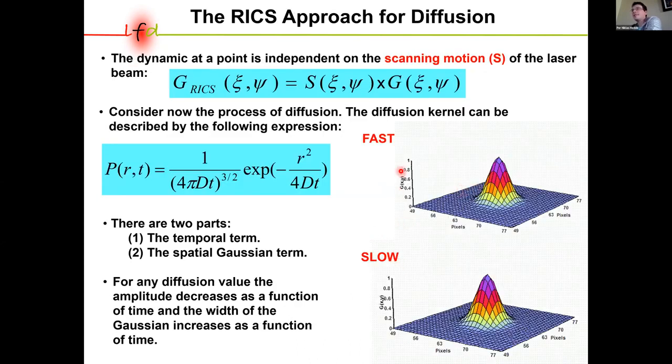And if you have fast diffusion, this process will happen fast as a function of time. If you have slower diffusion, then this decay will happen more slowly. So the width of the Gaussian function will increase as a function of time.